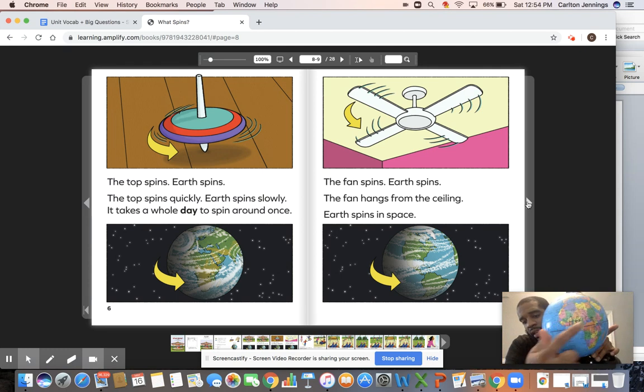The Earth spins. It goes like morning, the afternoon, nighttime, and then the morning is coming back up, and then morning again, and then it takes a full day for the Earth to spin. The top spins quickly. Earth spins slowly. It takes a whole day to spin around once. It takes the Earth one whole day to spin around once.